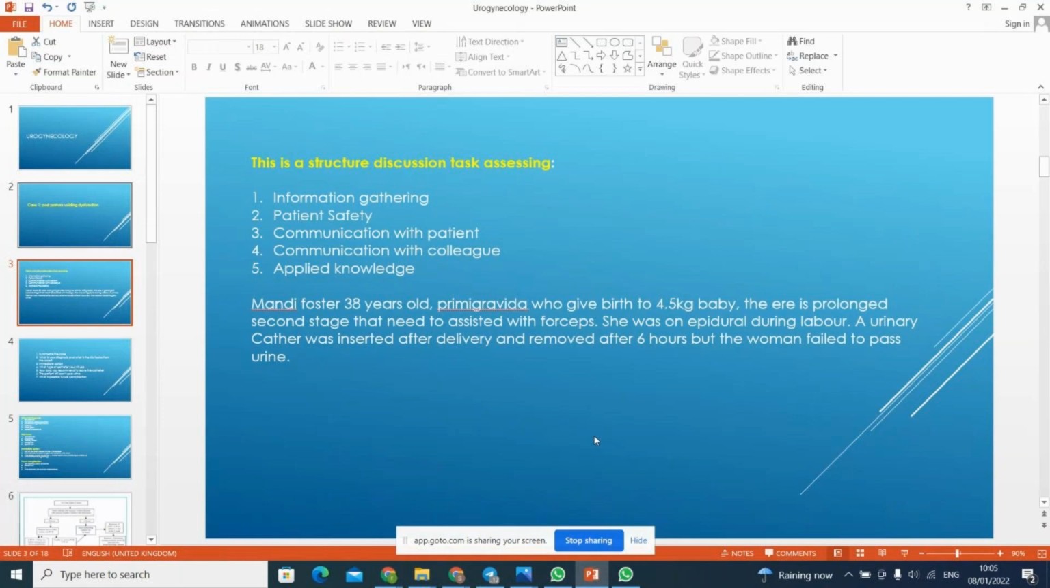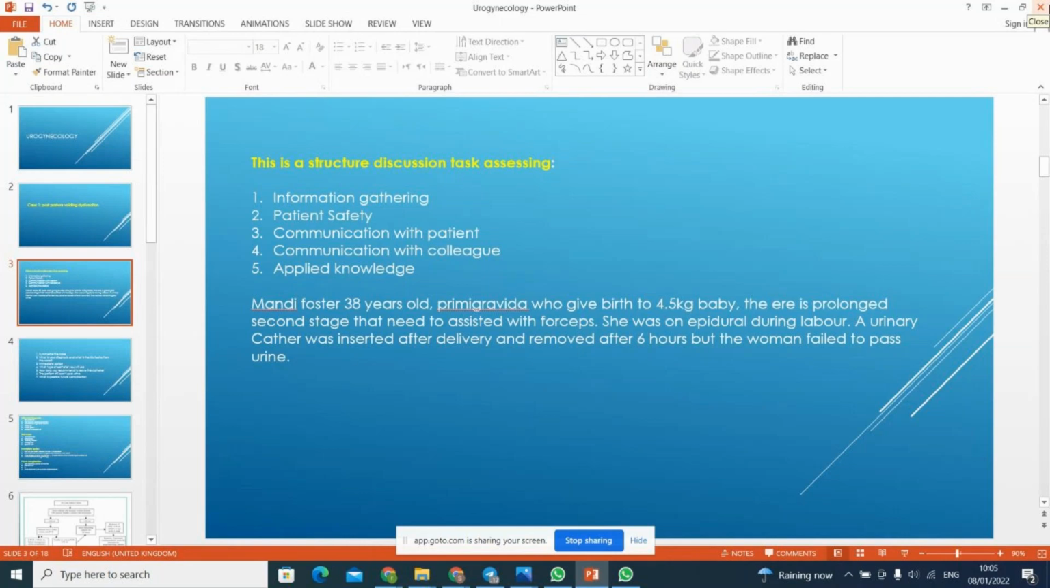Okay, did you read the scenario? Can you summarize the scenario to me? So this is a case of probable postpartum voiding dysfunction in a primigravida who delivered a macrosomic baby with assisted vaginal delivery, that is forceps. I would assess this patient by taking a history, examining her notes, and also examining the patient, and my recommendation will be based on my assessment findings.